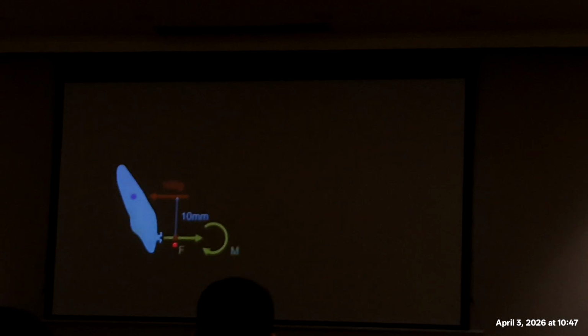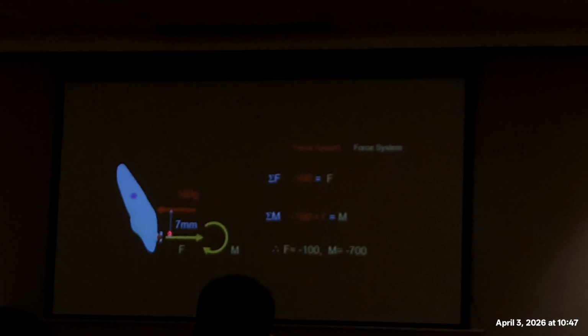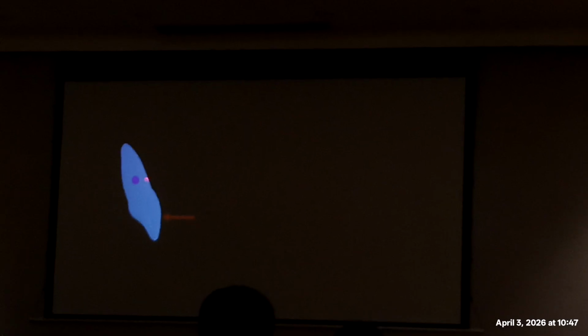So if you apply a moment to force ratio of about 10, that means you are applying the force 10 millimeter away from the bracket upwards. Okay. So if you apply a moment to force ratio of about 7, that is 700 gram millimeter and 100 gram, its moment to force ratio is about 7. That means the distance from the bracket to the force is about 7 millimeter.